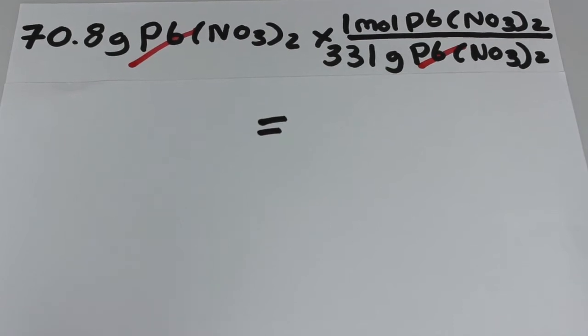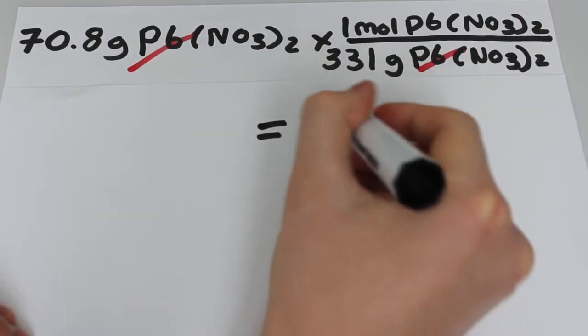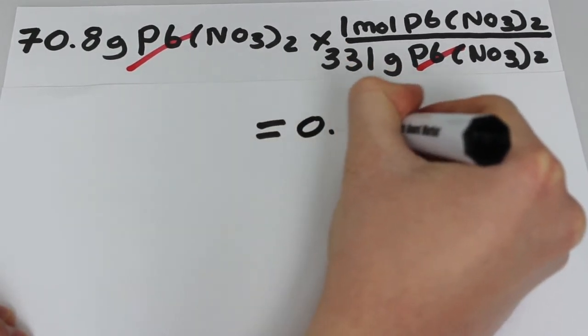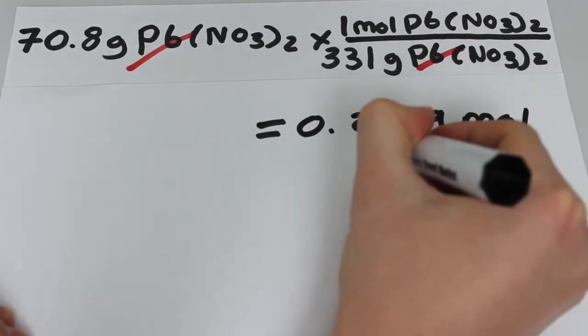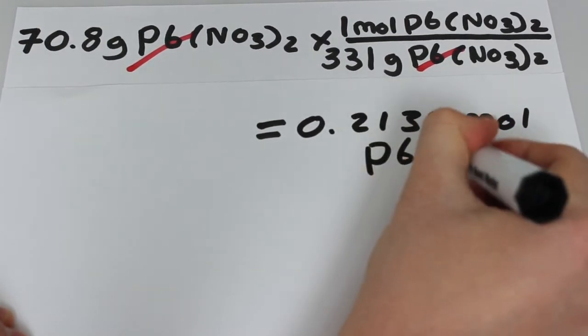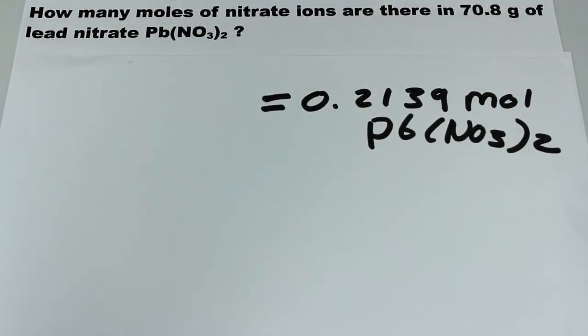So the answer to this part of the calculation will be to 4 significant figures, and that answer is 0.2139 moles of lead nitrate. Okay, so now we know the number of moles of lead nitrate present in the sample, we can now work out the number of moles of nitrate ions present.